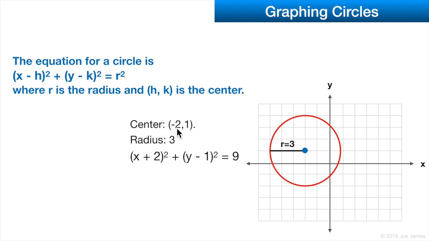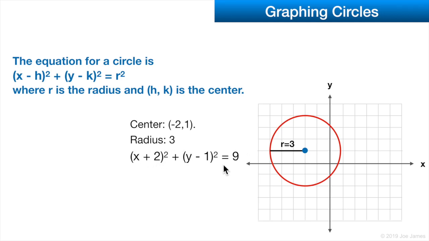So if we have a center of -2, 1 and a radius of 3, what does that look like as a circle on a graph? Well, it looks like this. Let's start at the origin. We'll count left 2 and up 1, and that gives us the center of the circle. We can see a radius of 3, so we could go outwards 3 in any direction, and we could draw a circle, and this is what the circle is going to look like.